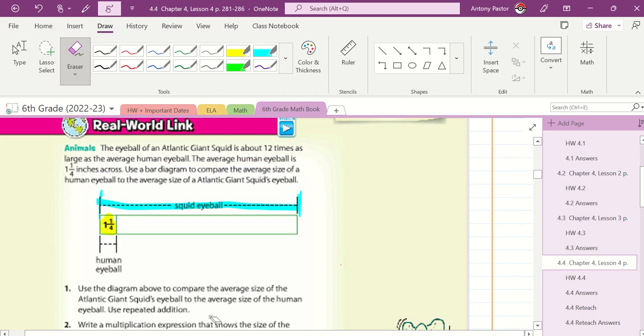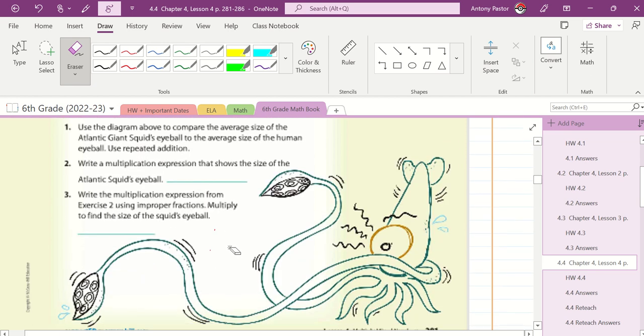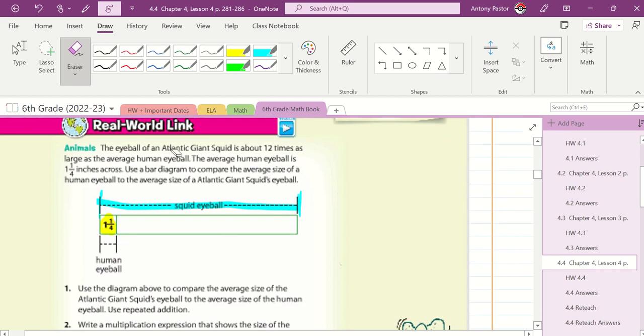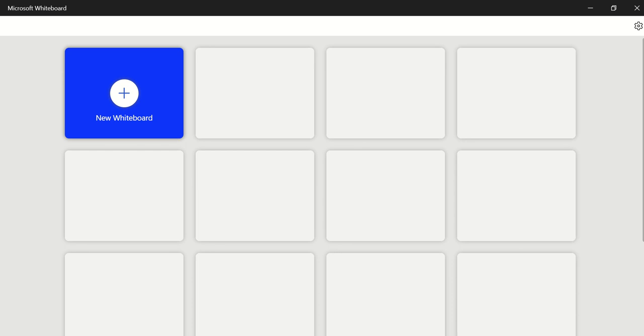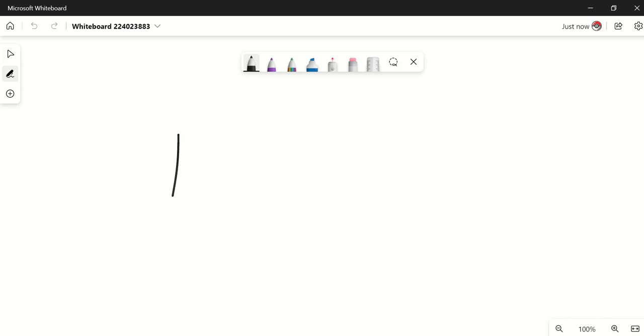So going back to our original problem, a squid's eye is about 12 times as large as the average human eyeball. Average human eyeball is 1 1/4 inches across. So let's go ahead and write this out. 1 1/4 inch across, and the giant squid's eyeball is 12 times larger. Yes, 12 times bigger than it. There are 2 things we need to do in order to solve this problem. Number 1, we're going to refer back to lesson 2. All whole numbers are going to need to be put over 1 in order to turn it into a fraction.